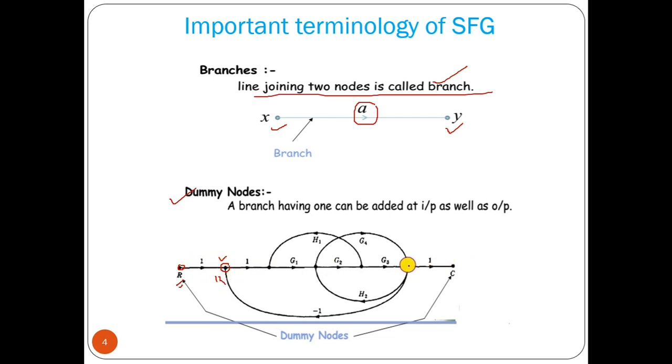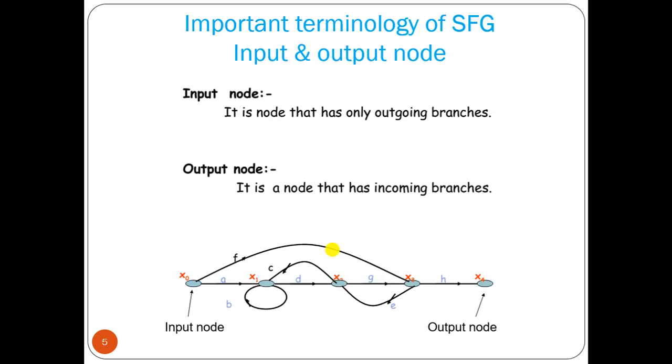Similarly, if this is your node that ends here, so we can connect another dummy node, that will be your output node, only incoming branch with gain 1, that we can include. Now input node has only outgoing branches, output node only incoming branches. So this is the input node example. All these branches are outgoing, and this node has only incoming branch, okay. So this is your output node.